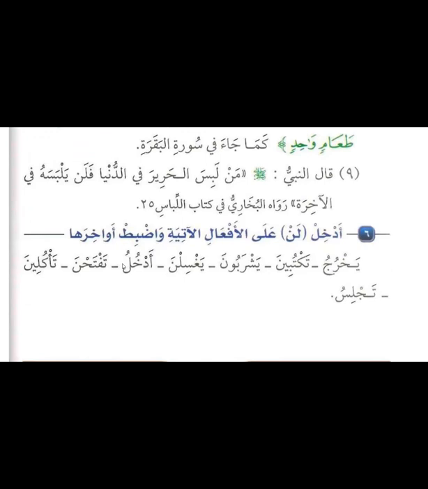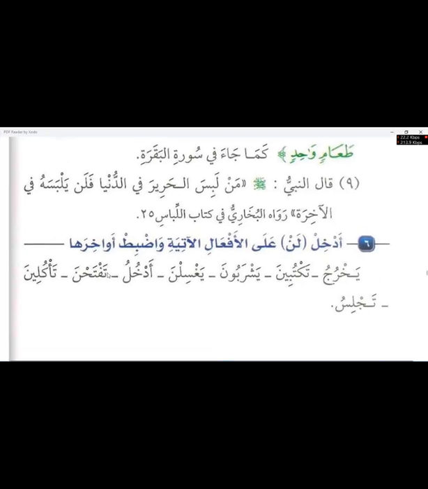Adkhil lan ala lafal ilatiya wa bitawakhira. Enter the word lan on the following verbs, and vowelize their endings. Mr. Rahma.